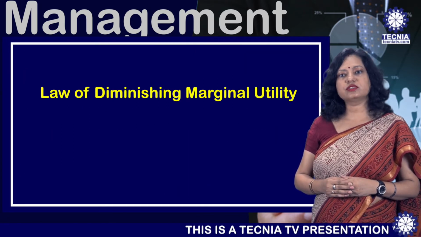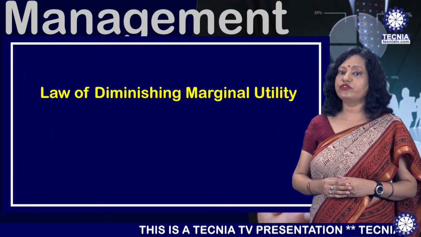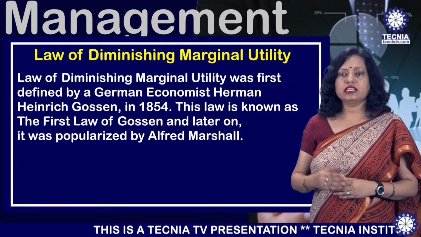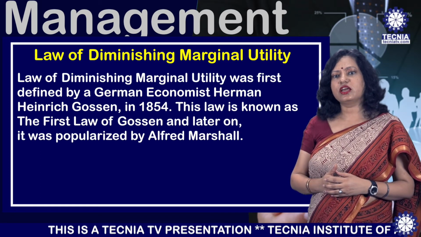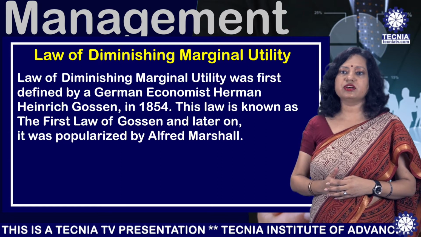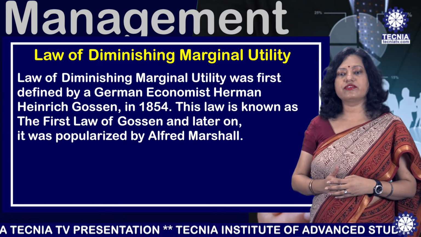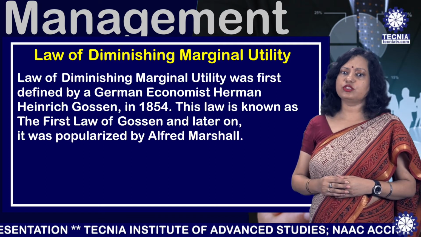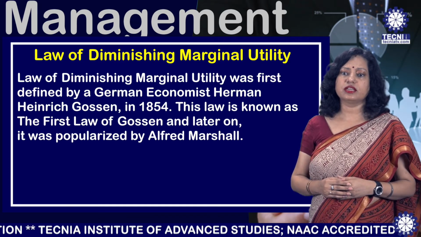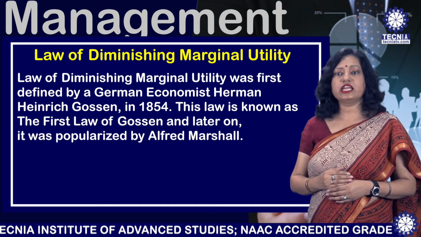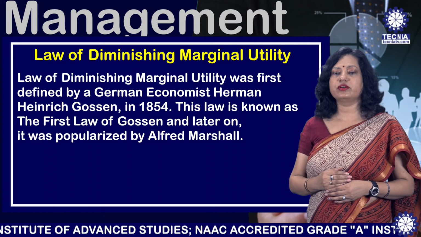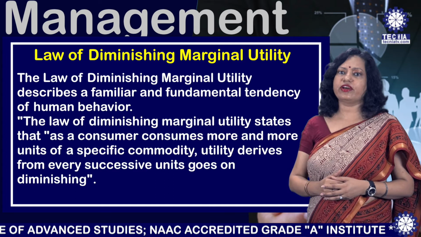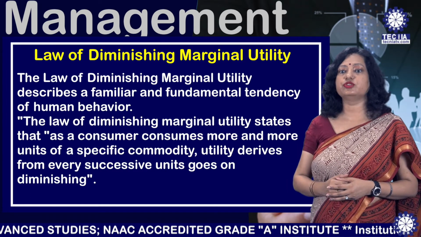Today, I am going to deliver a lecture on the law of diminishing marginal utility. The law of diminishing marginal utility was first defined by German economist Hermann Heinrich Gossen in the year 1854. The law is known as the first law of Gossen, and later on it was popularized by Alfred Marshall. Now I will define what the law of diminishing marginal utility is.